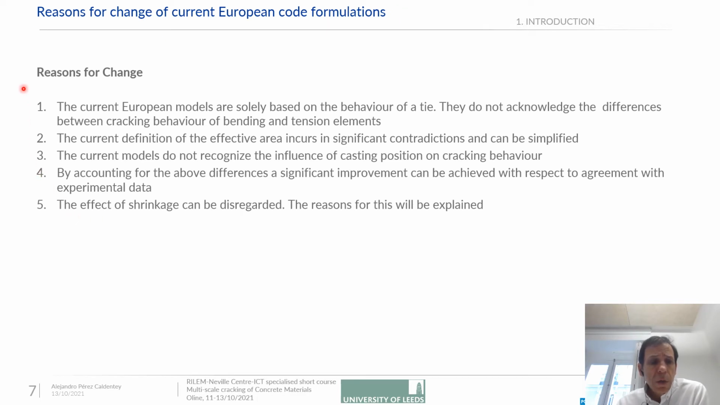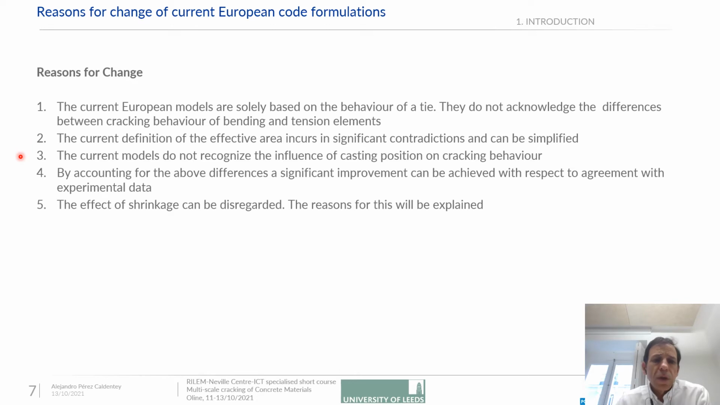So let me go through the reasons why we even thought about changing the current European formulations. The first reason is that these formulations are solely based on the behavior of a tie, and they do not acknowledge differences between the cracking behavior of bending and tension elements. The second reason is that the current definition of the effective area incurs in significant contradictions and very strange results, and it can also be simplified.